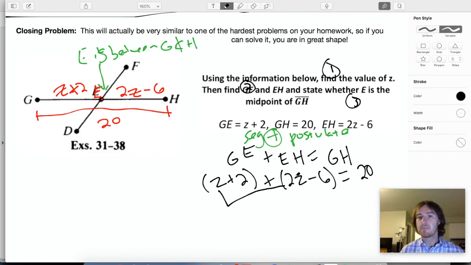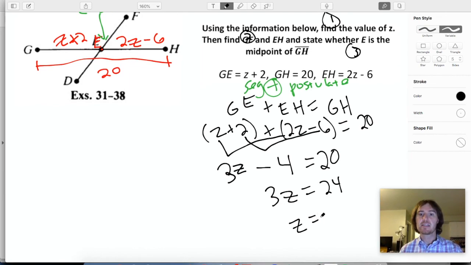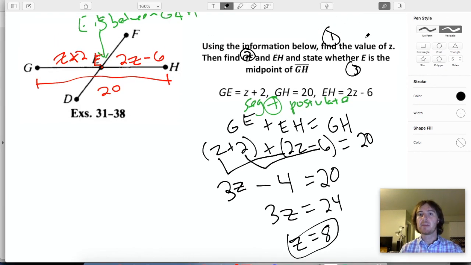Okie dokie, Z plus 2Z, combined like terms, that is 3Z. Oops, I wrote a 2. I meant 3. 2 plus negative 6. Well, 2 minus 6 is going to be negative 4. Combined like terms, that equals 20. Okay, we got to add 4 to both sides so we can isolate the Z term, and we get 24 over here. Now we can just divide both sides by 3, and Z is going to equal 8. That's number 1. Okay, we knocked out number 1 up top here. Z equals 8. Hopefully that's what you got.